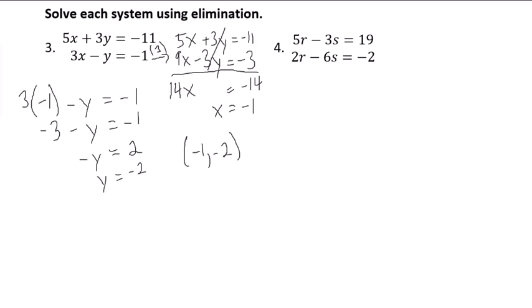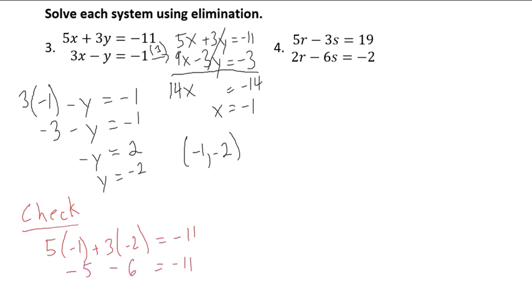And then I will go ahead and check that. It is always good and recommended that you do check. So since we used the second equation, we will plug in using the first equation. 5 times negative 1 plus 3 times negative 2 needs to equal negative 11. Negative 5 minus 6 does in fact equal negative 11. So this is our correct answer. All right, let's look at the next one.